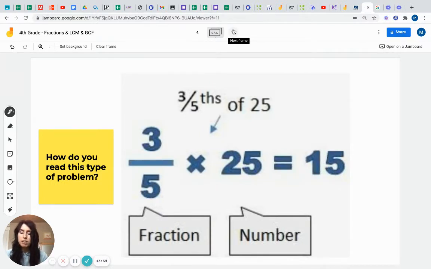So how would I read this to someone? 3/5 times 25 equals 15. Well, when you see it as a fraction, you're going to add the word "of" on the end. So it's 3/5. And really the multiplication sign means "of". So you would read it as 3/5 of 25 equals what? And the answer is 15. You're getting so good at your fractions.